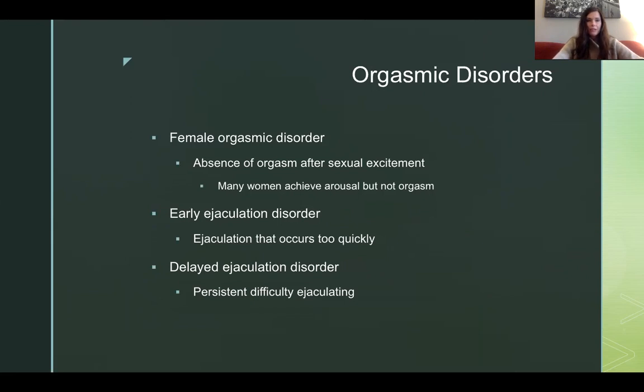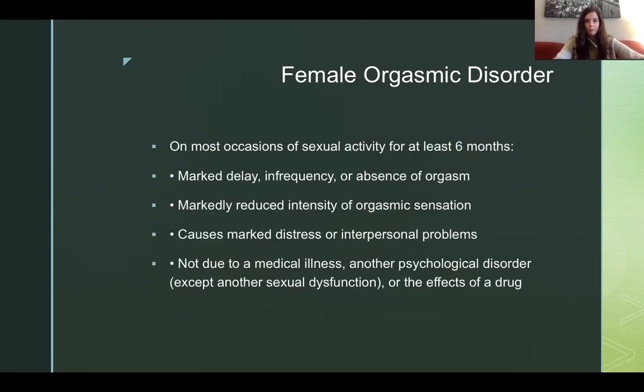Female orgasmic disorder is an absence of orgasm after sexual excitement. Many women achieve arousal, but not orgasm. And early ejaculation disorder is ejaculation that occurs too quickly, and this is for the man. And delayed ejaculation disorder is persistent difficulty ejaculating.